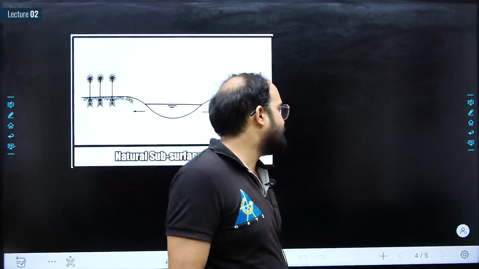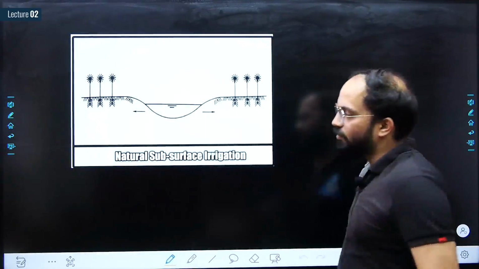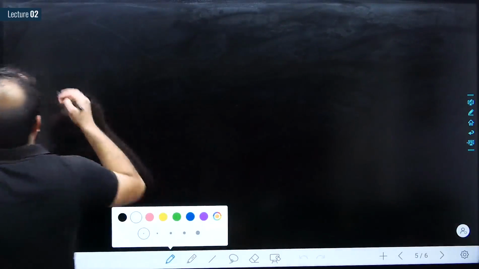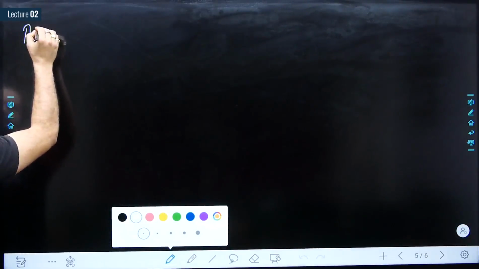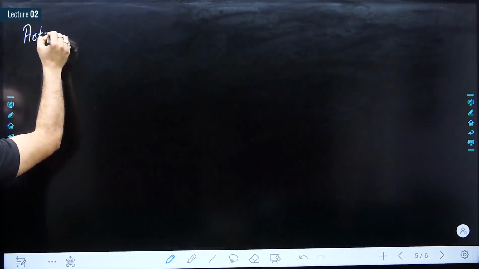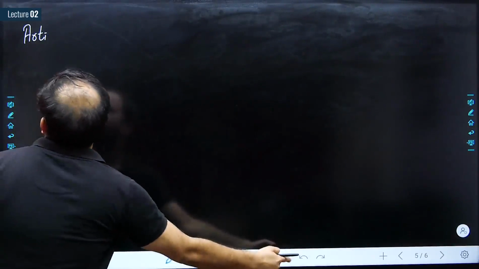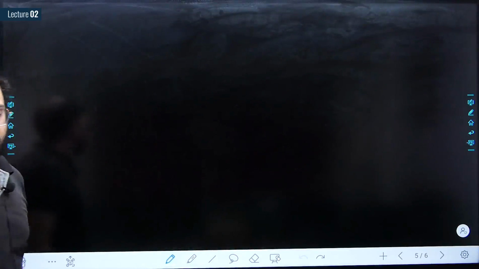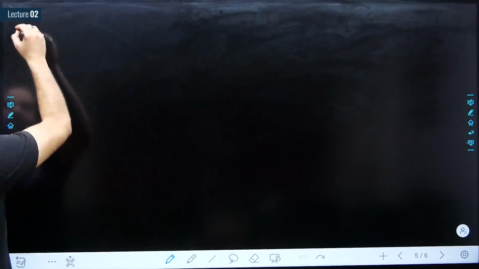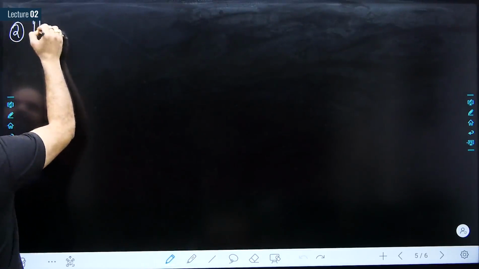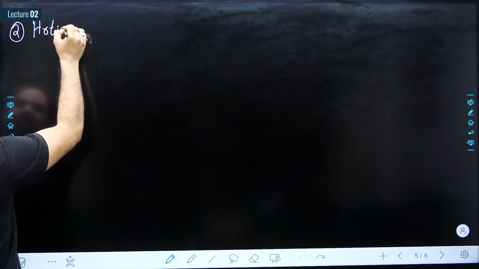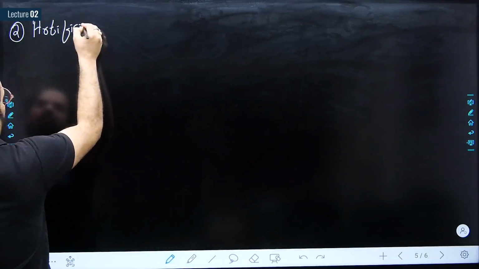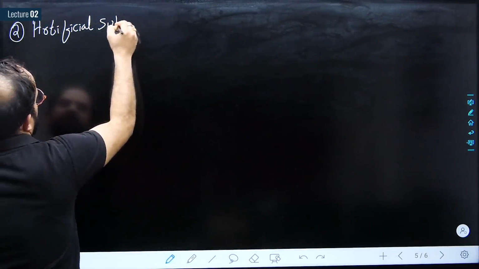So this will be the diagram for your natural subsurface irrigation. Next we will see the artificial subsurface irrigation. Please write artificial subsurface irrigation. Now we'll see the second type, artificial subsurface irrigation.